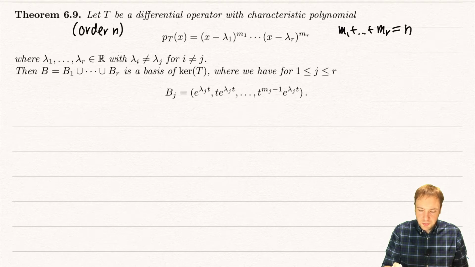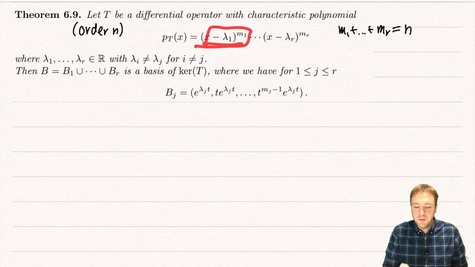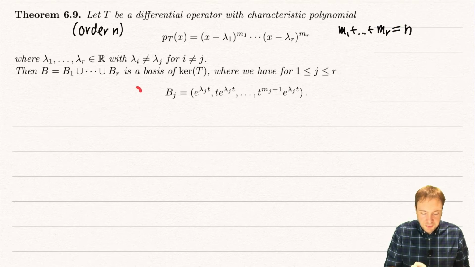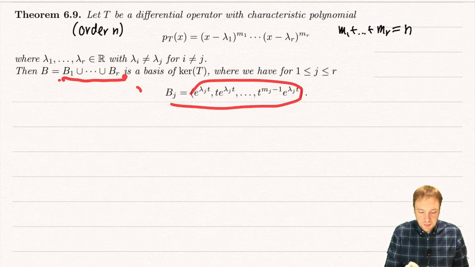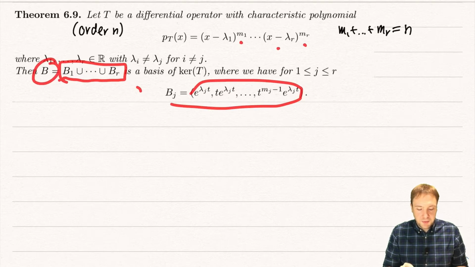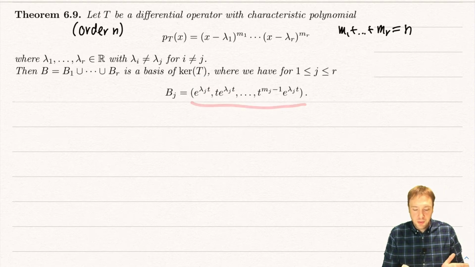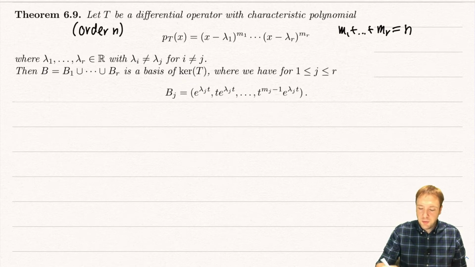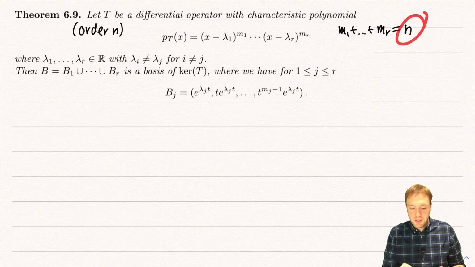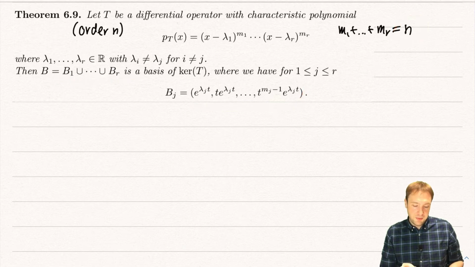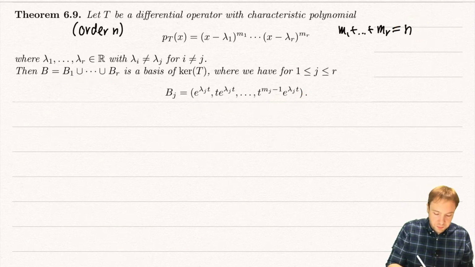So in total, for each of these factors, I get m1 different functions, for the next one I get m2, and for the last one I get mr. So in total I get n linearly independent functions, and then the statement is, if I collect all of these functions for each of these terms, then this gives a basis of the kernel of T. So again here we just need to show two things, namely that these are actually in the kernel, and that they are linearly independent, because by this theorem 6.4 we know that the dimension of the kernel is n, and here we have a list of n functions.